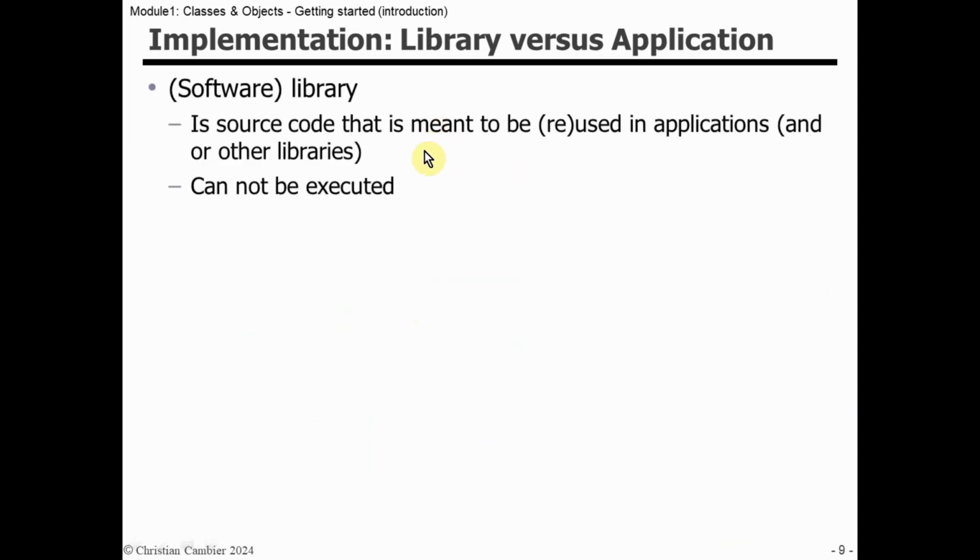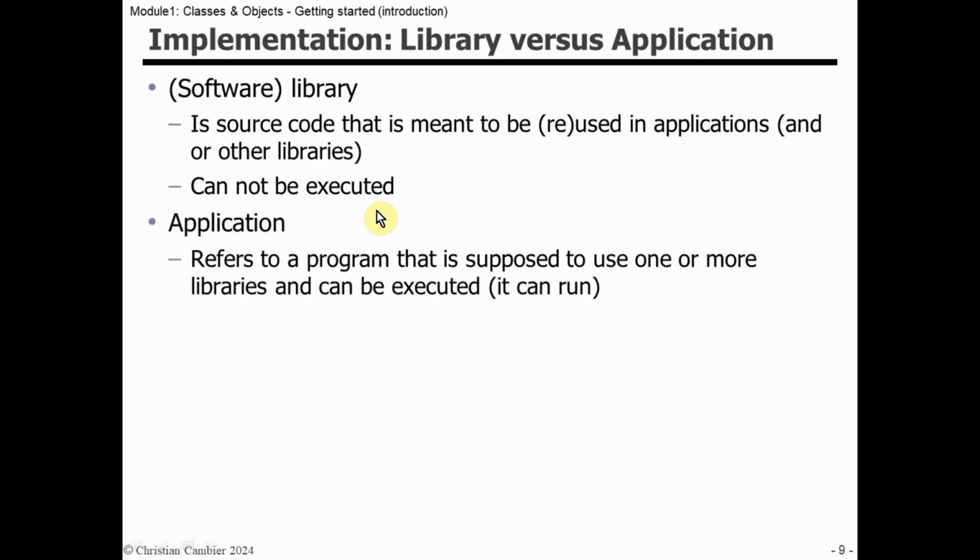So a software library is source code that is meant to be reused in applications and or other libraries and cannot be executed. An application refers to a program that is supposed to use one or more libraries and can be executed. It can run. It's the actual app.